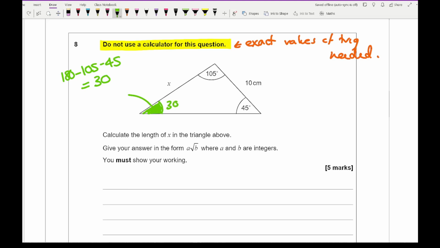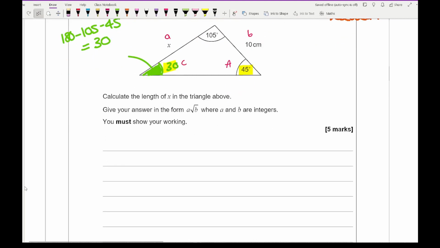Now that makes sense because using the exact values of trig, I know 30, I know 45, but I don't know 105. So then using this as A, this being capital A, this is B, and this as C, let's substitute them into the sine rule. So what I've got is x over sine 45 equals 10 over sine 30. Now doing a bit of cross multiplying, I get x sine 30 equals 10 sine 45.